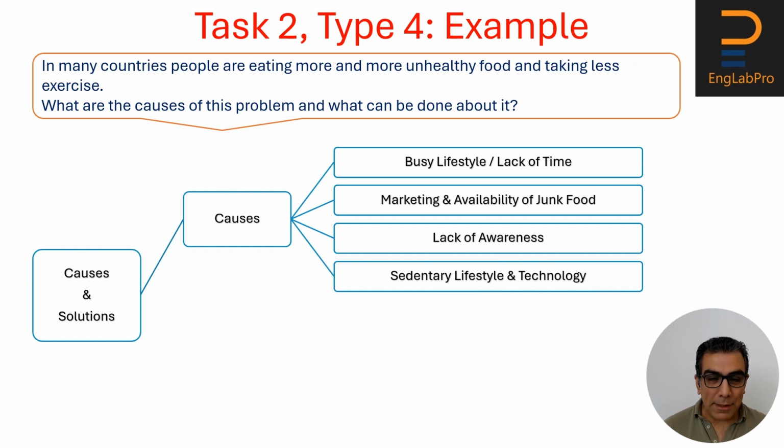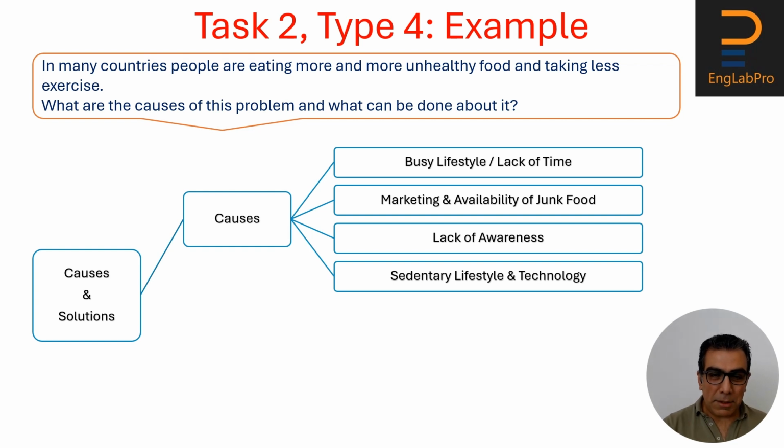And the fourth one is a sedentary lifestyle and technology. By sedentary lifestyle, I mean people spend long hours sitting in front of the television, watching it, and using smartphones or working on computers. And also, children play video games instead of outdoor games. These are the causes of this tendency of people toward more unhealthy food and taking less exercise.